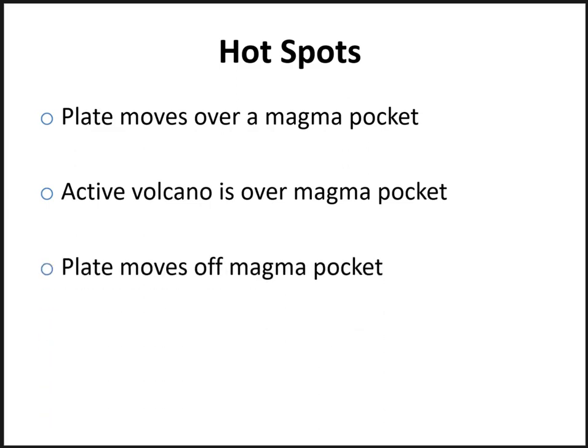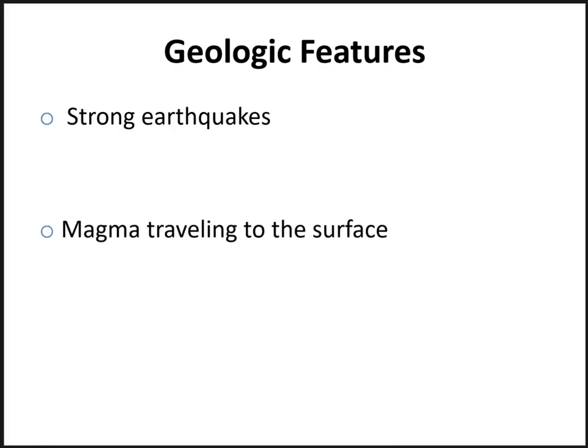What happens is the plate moves and the volcano moves with it, so that volcano becomes inactive as the plate moves off the magma pocket. A new volcano forms behind the inactive one. This happens over and over and over, and you get a string of volcanoes with the active one over the magma. Some of the geological features associated with hotspots are very strong earthquakes, because of the amount of magma that is traveling up to the surface, and you also tend to get spectacular lava flows as well.